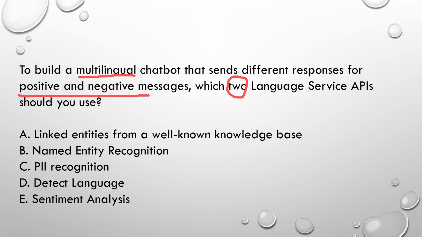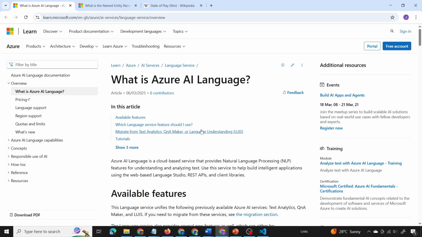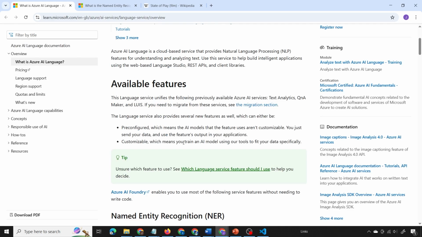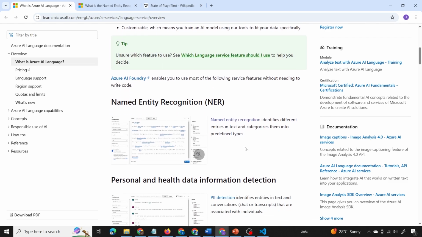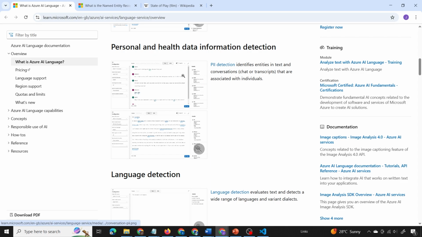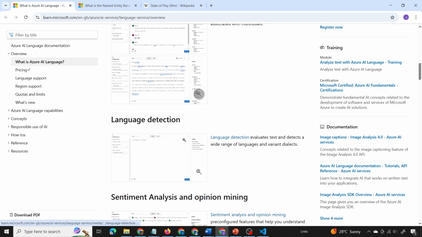If we go into the documentation, Azure AI Language is a natural language processing service offered by Azure and is used for understanding and analyzing text. The available features of the Language service include named entity recognition, then personal health information detection for identifying personal data from the input text. It can identify address, number, email, etc. from the given text. Next is language detection. It can detect the language of the given text from a wide range of languages.